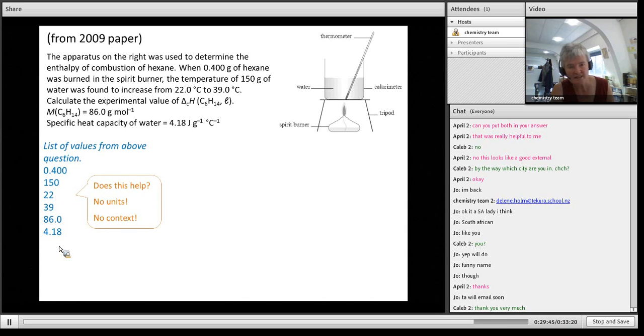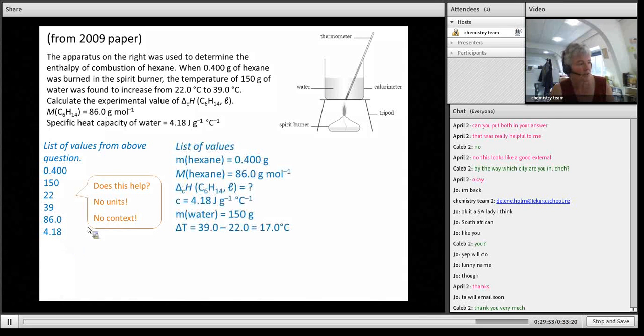So what substance are we referring to? What is the quantity? Is it a mass? Is it a molar mass? And so on. So if you list the values like this, it immediately makes sense. You can start putting in your equations.